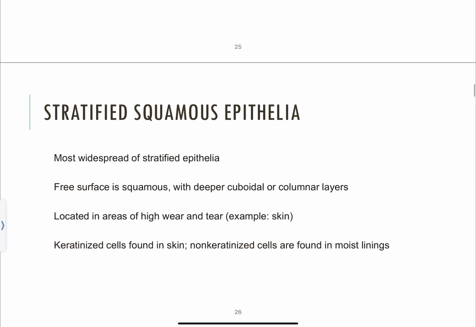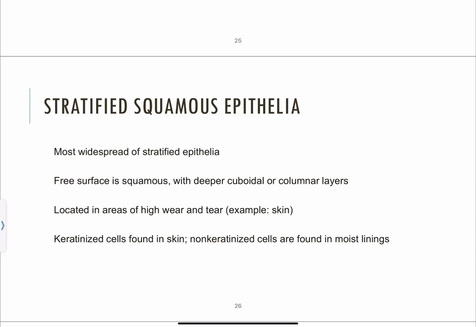So now we can move on to the stratified epithelia. This is the most common and widespread type of epithelia that we have, especially when we're talking about stratified squamous. So our skin is stratified squamous. Free surface is always going to be squamous. Underneath, a lot of times you'll either see cuboidal or columnar. But again, because we're naming it based off of the cell shape at the apical surface, no matter what other types of cells we see underneath, we're going to say it's stratified squamous.